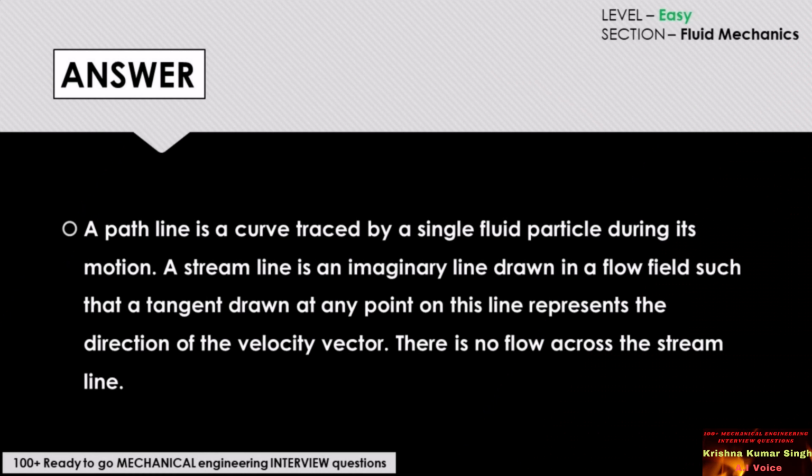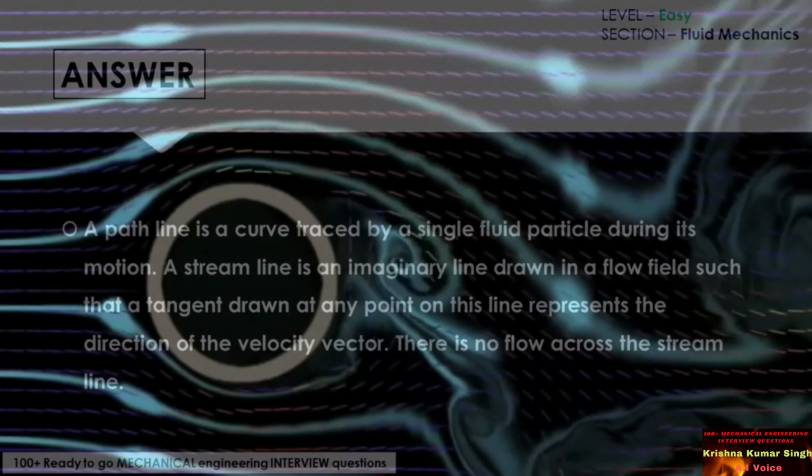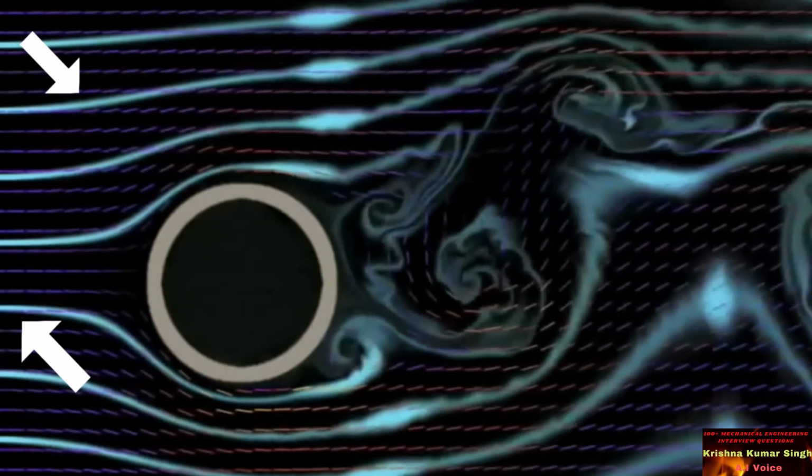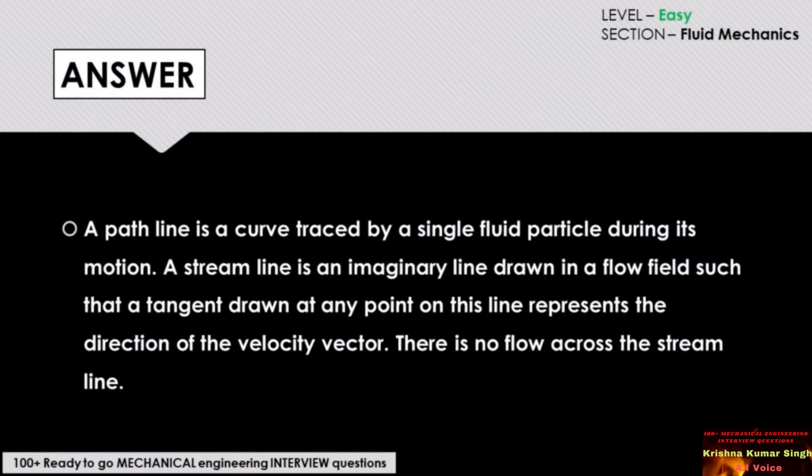The answer to this question would be, a path line is a curve traced by a single fluid particle during its motion. A streamline, on the other hand, is an imaginary line drawn in a flow field, such that a tangent drawn at any point on this line represents the direction of the velocity vector. There is no flow across the streamline.